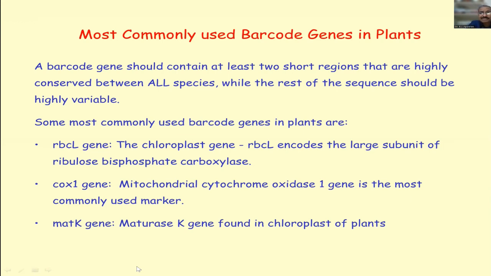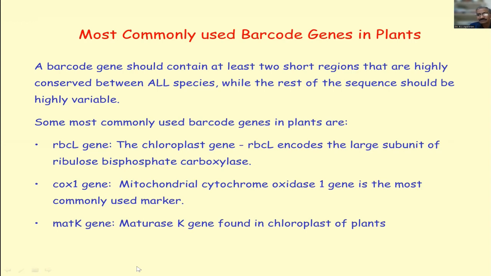If you want to take any barcode gene, it should have certain specific characters. What are those specific characters? On both sides, the extreme left and extreme right, it should have two short regions which are highly conserved in all species. Second, the intermediary region is prone to mutation. It is free to undergo mutations, so it is a variable region that goes on changing.